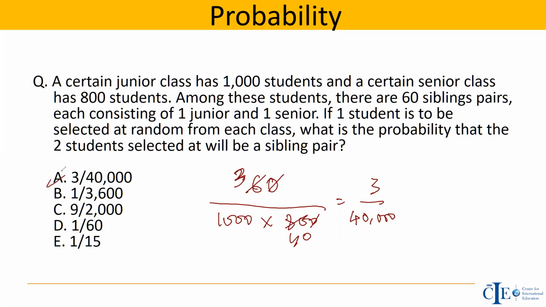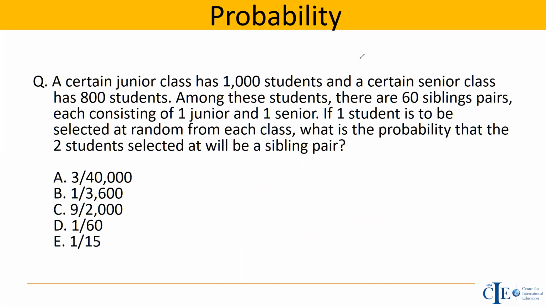So should be 8. Don't take it 60C1 into 60C1. That 60 is the answer to that combination, right? So therefore, as a pair that you will get. Or let's say how many juniors have their brothers in the senior section. So 60 juniors out of 1000 have a brother in the senior section.